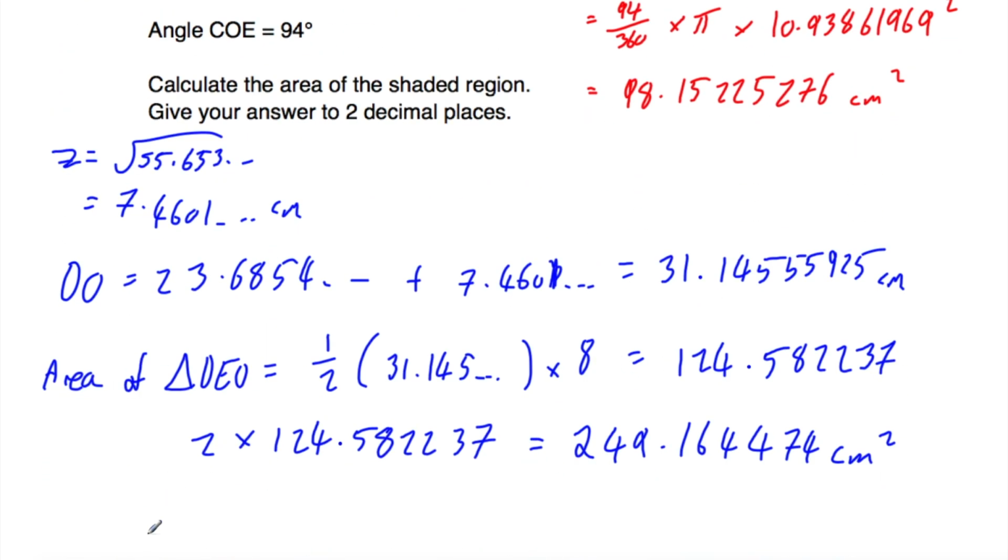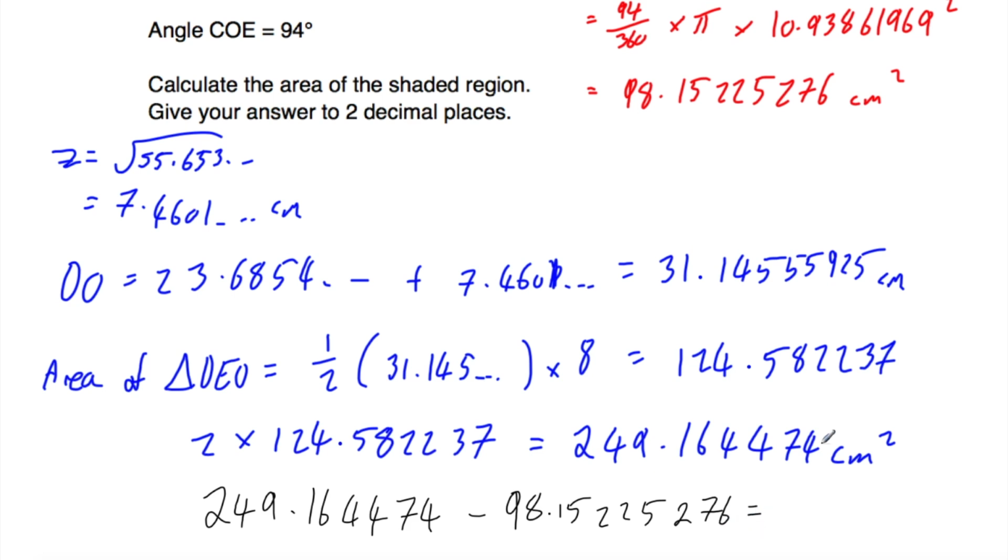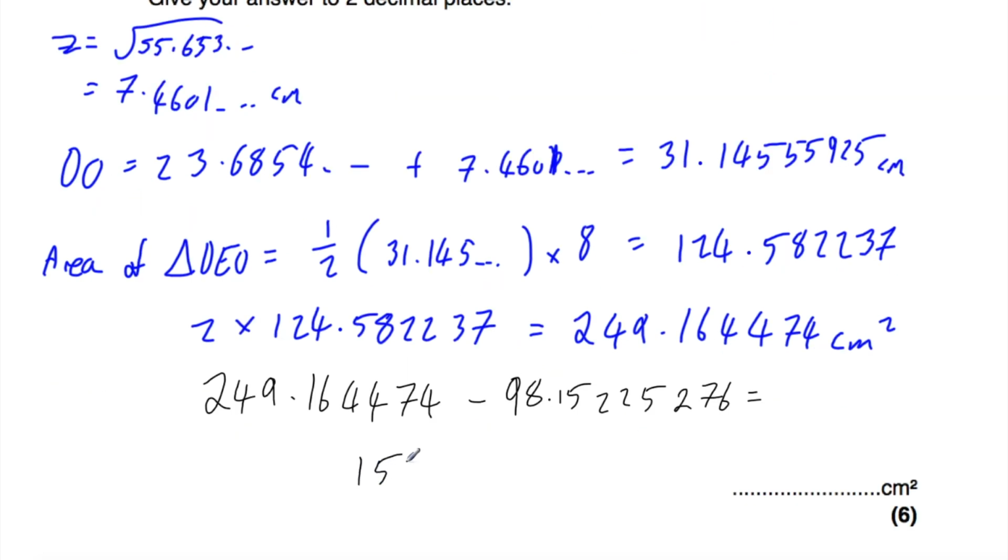So let's do that. 249.164474 subtract 98.15225276 is equal to 151.012213 centimeters squared. And that's it. That's the area of that shaded region. Now we've been asked to give our answer to 2 decimal places, so 151.01, and that's it.